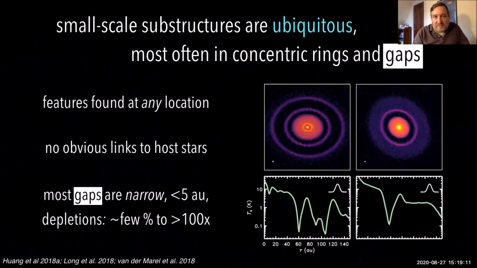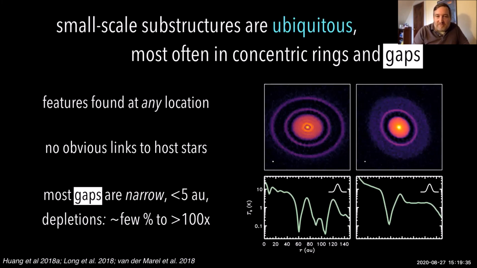So one thing that we learned is that these small substructures, few AU substructures, are ubiquitous. And they're most often concentric rings and gaps, as you see in these images. And those features can be found anywhere in the disk, all the way out to the edge of where you see continuum emission. And there doesn't seem to be any real connection to the host stars, as we've seen now in a number of studies with different samples.